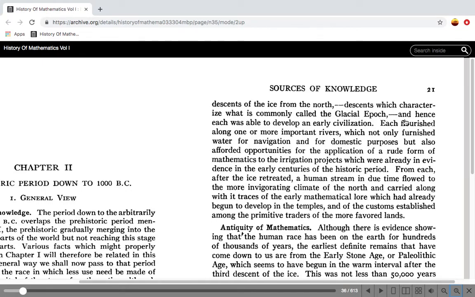Glacial epoch, and hence each was able to develop an early civilization. Each flourished along one or more important rivers, which not only furnished water for navigation and for domestic purposes, but also afforded opportunities for the application of a rude form of mathematics to the irrigation projects, which were already in evidence in the early centuries of the historic period. From each, after the ice retreated, a human stream in due time flowed to the more invigorating climate of the north and carried along with it traces of the early mathematical lore which had already begun to develop in the temples, and to the customs established among the primitive traders of the more favored lands.